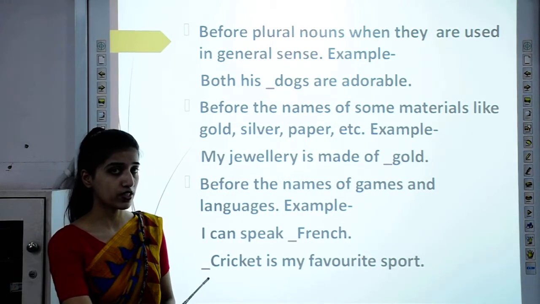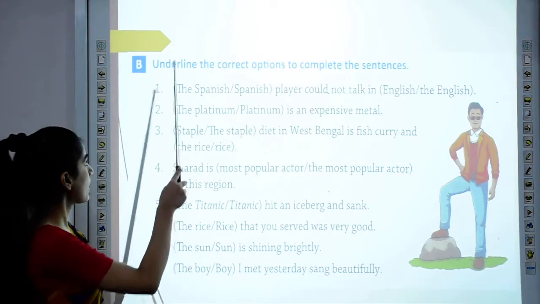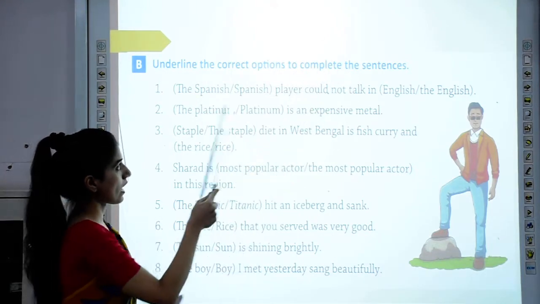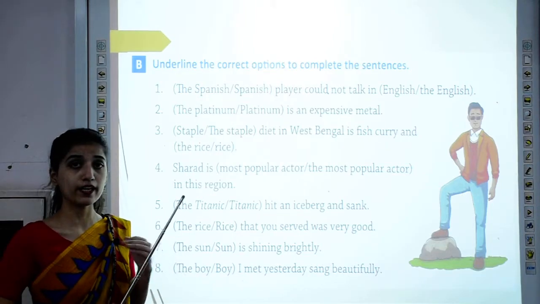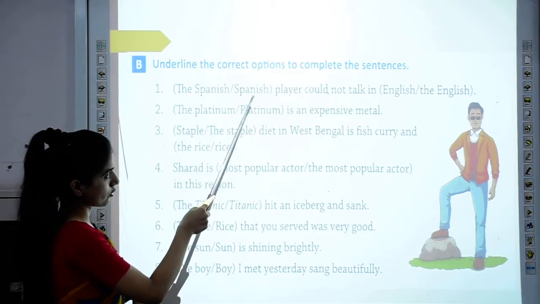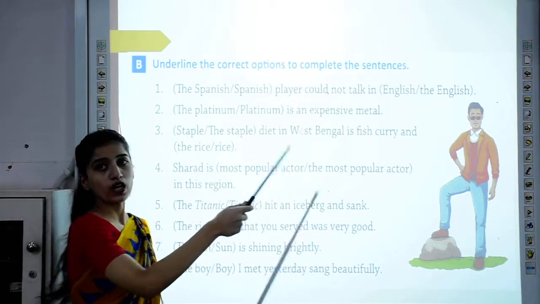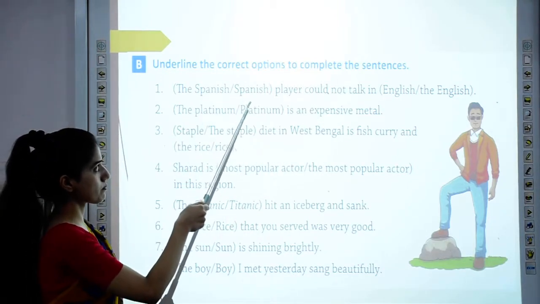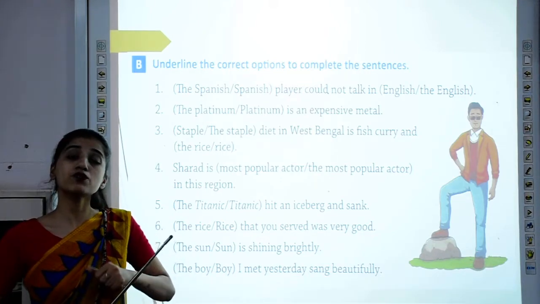So I hope you have understood this. Let's solve the exercise now. Underline the correct option to complete the sentences. You have to choose among these two options the correct option over here, and you have to underline it. "The Spanish or Spanish player could not talk in English or the English." You can see the Spanish, that is the name of the people of a country, that is why we will be using the with it.